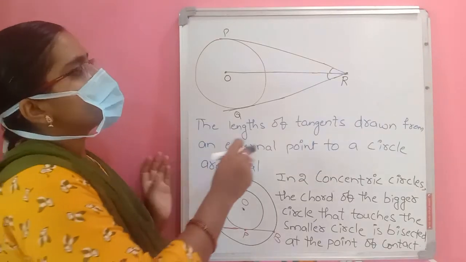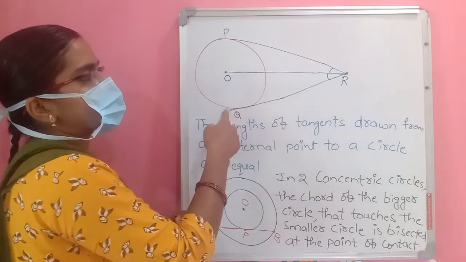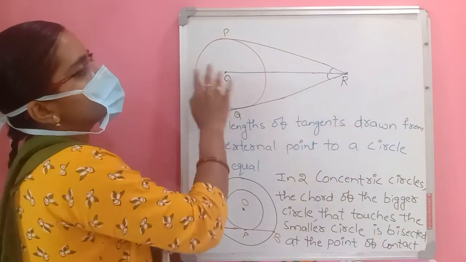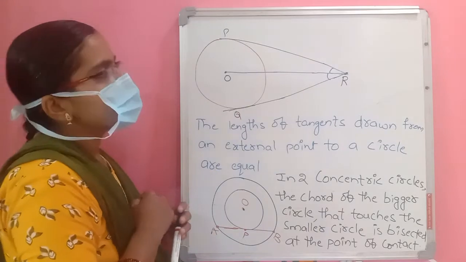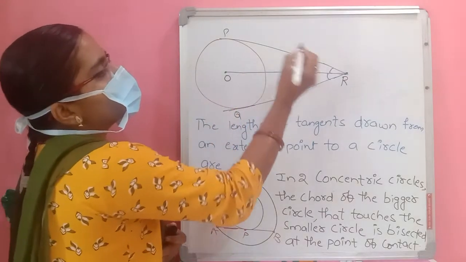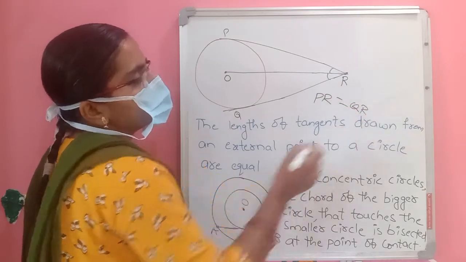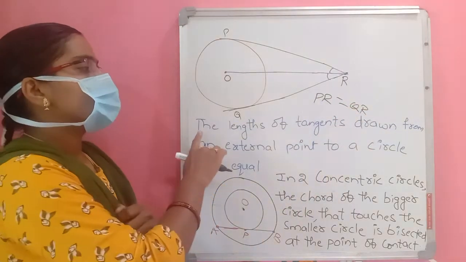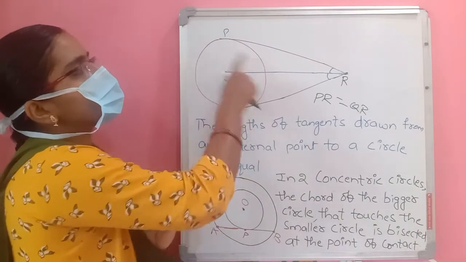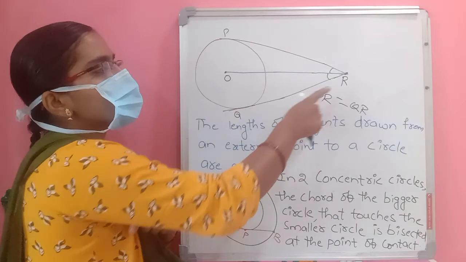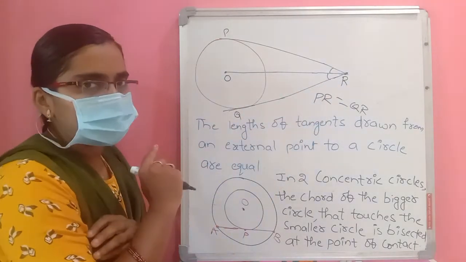If from an external point we draw two tangents to one circle, these two tangents are equal in length. PR is equal to QR. The lengths of tangents drawn from an external point to a circle are equal. If we draw two tangents from an external point, then those two tangent lengths are equal.